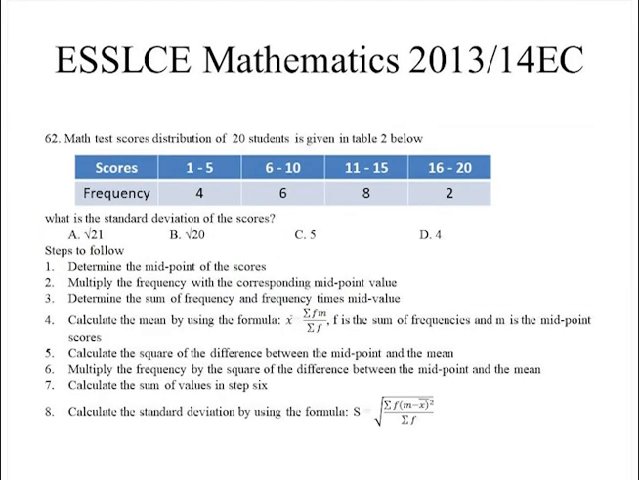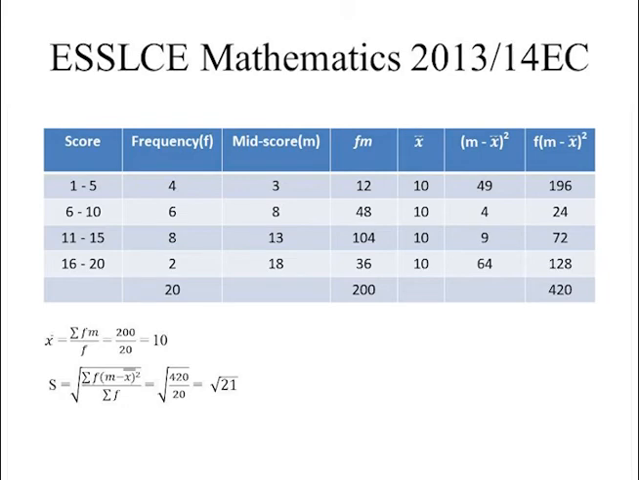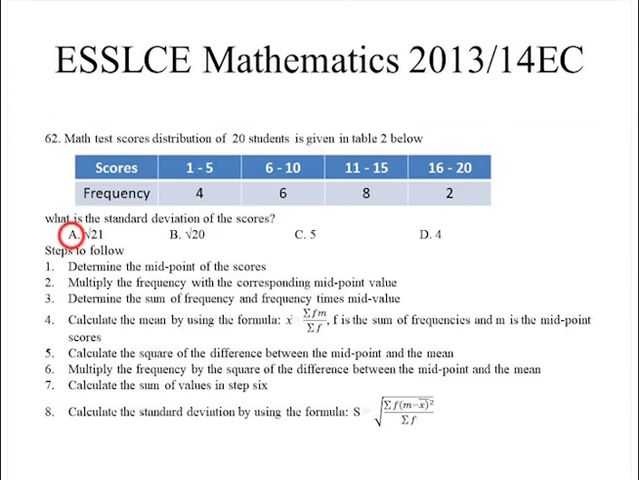At last, that's step 8. Calculate the standard deviation by using the formula. Standard deviation is equal to square root of summation of frequency times the square of midpoint value minus the mean, divided by summation of frequency. Summation of frequency times midpoint value minus mean squared is determined as 420, divided by the summation of frequency, which is 20. 420 divided by 20 is simply 21. So the standard deviation is root 21. Choice A is the correct answer.